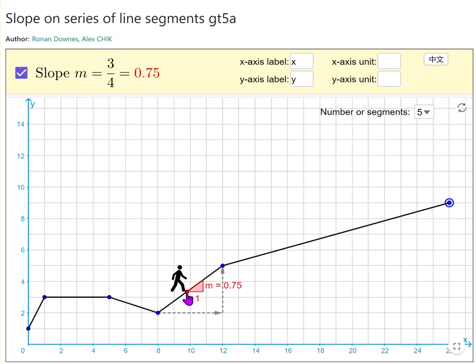Okay, so the interpretation as before is that for every 1 forward he goes up 0.75. So you see, by the time he gets to the end of this box, he's not quite gone up 1, he's only gone up 0.75.